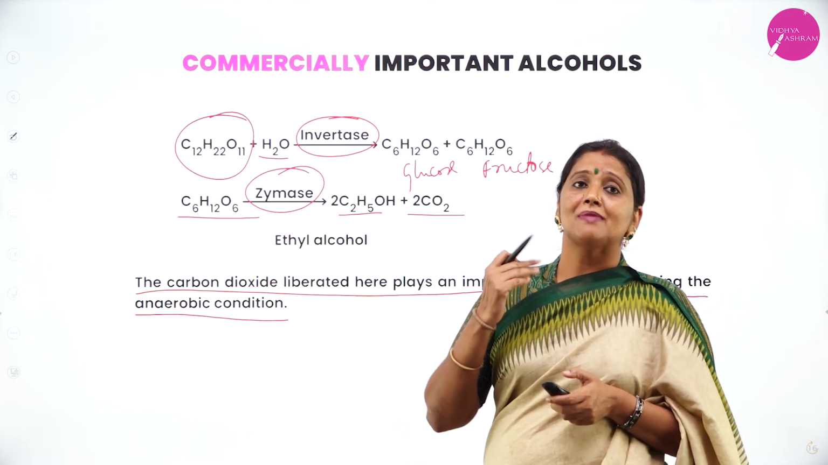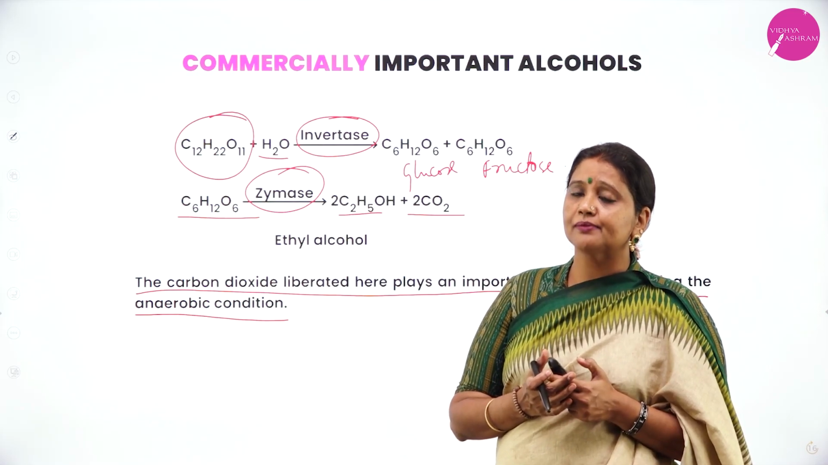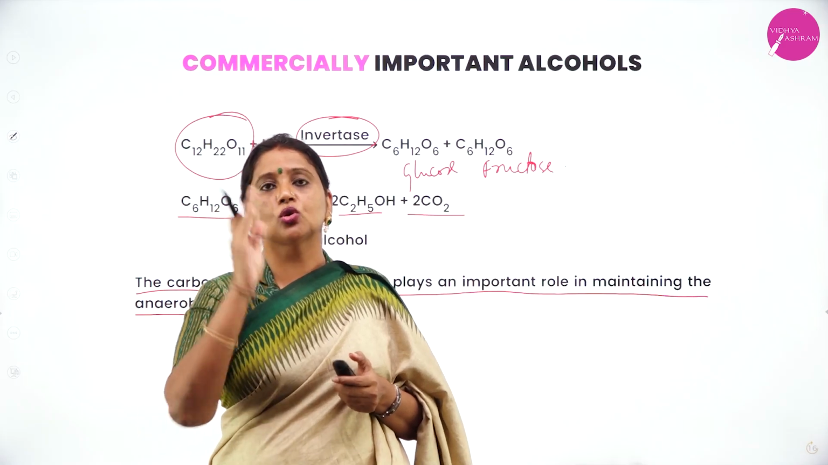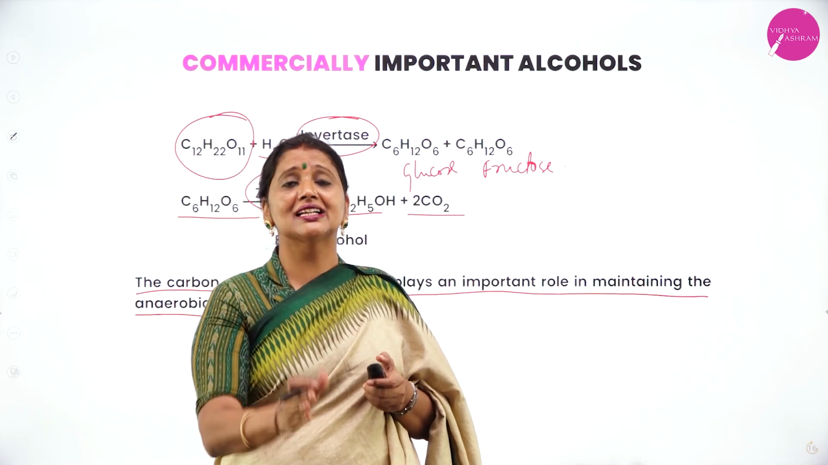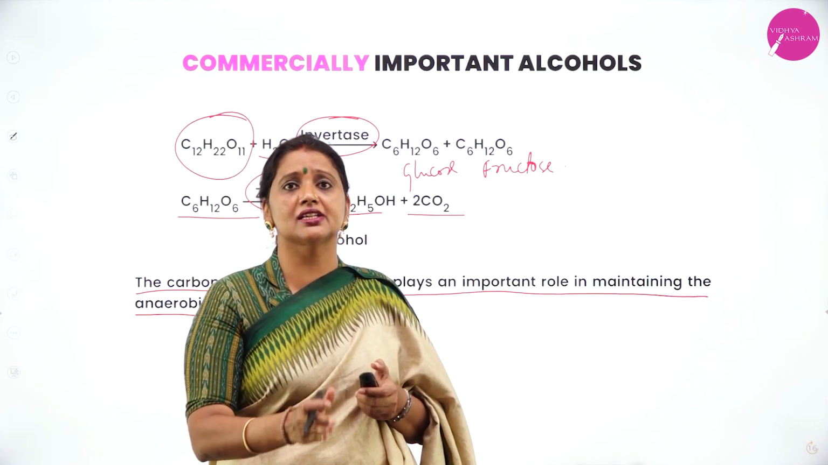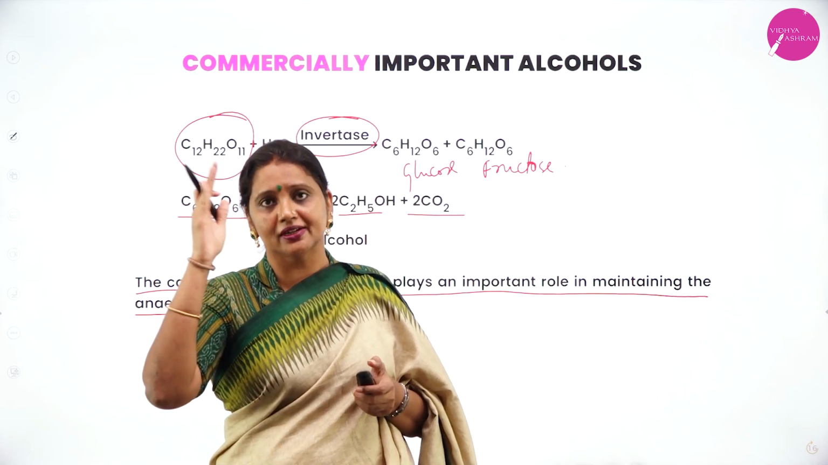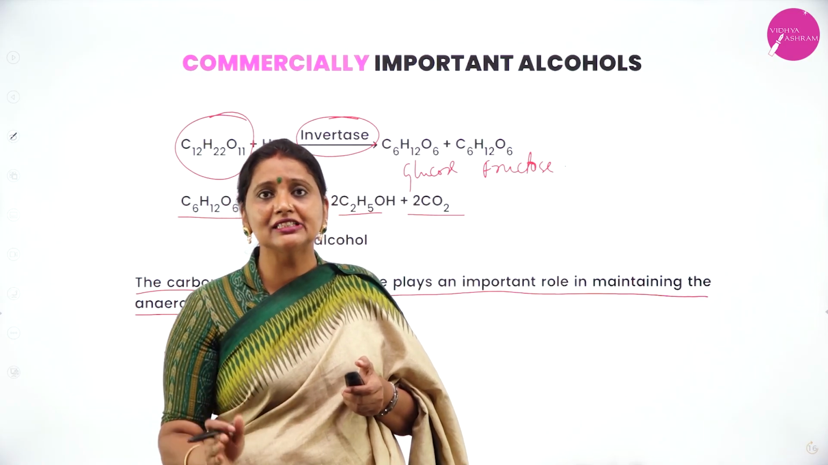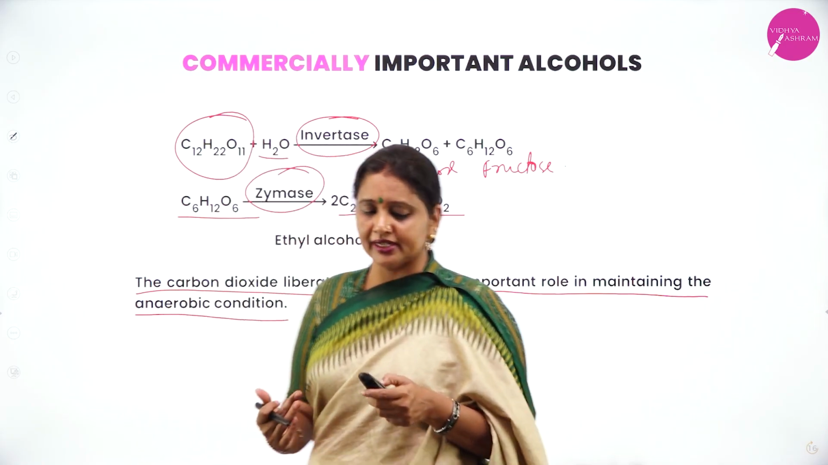Therefore, my dear students, what are the two enzymes secreted by yeast? Invertase as well as zymase. What's the role of invertase? Invertase hydrolyzes sucrose into glucose and fructose. Zymase converts glucose and fructose into ethanol and carbon dioxide.